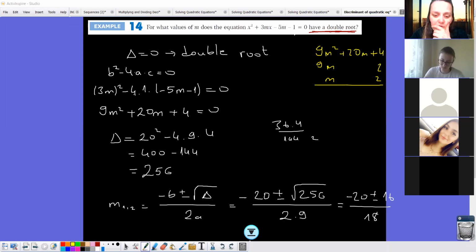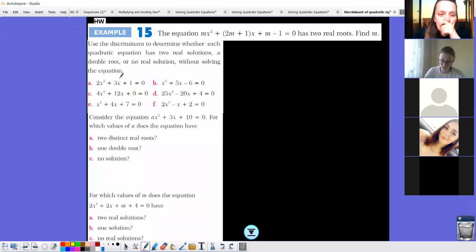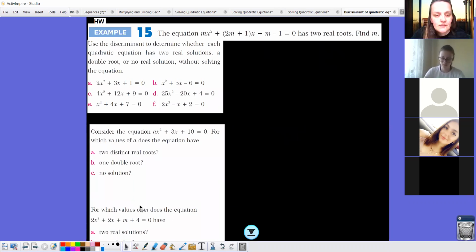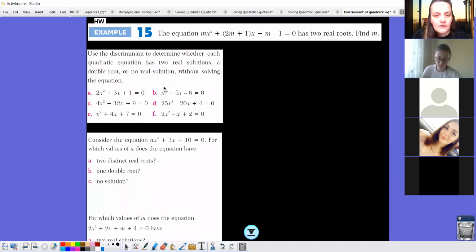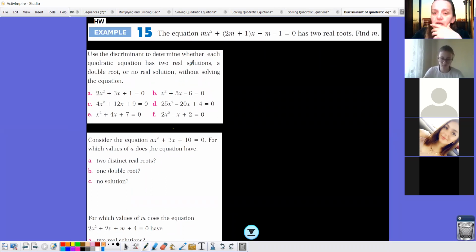Now let's solve. If you're ready, we'll solve the next one. There are lots of questions. Now the 15, it says this one. The equation mx squared plus (2m plus 1)x plus m minus 1 is equal to 0 has two real roots. Find m. So what will we do here?